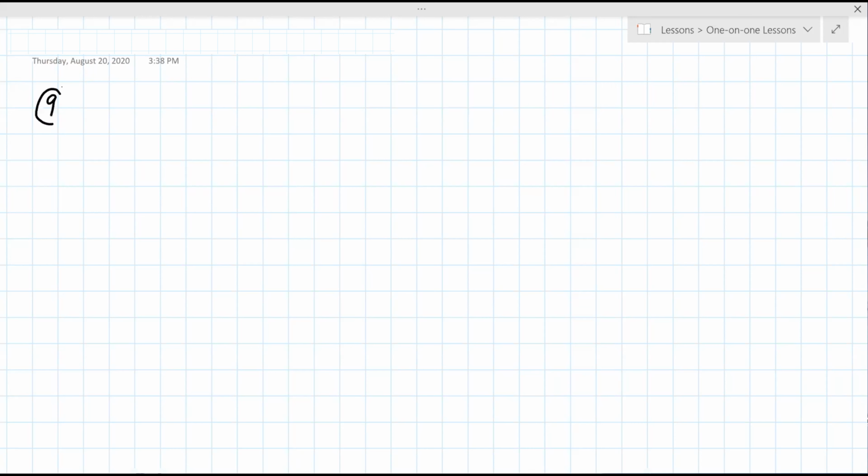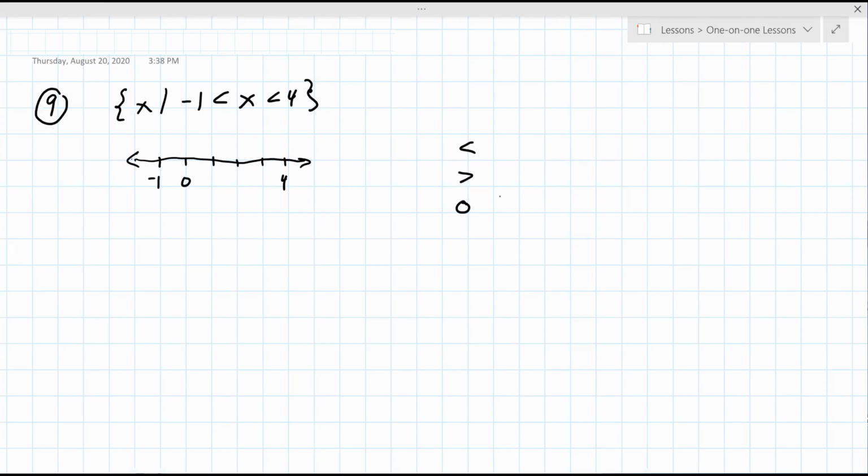These aren't too bad. So number 9, we've got, and this is just the way that they're showing sets here, x such that x is between -1 and 4. Okay, so they want you to graph on a number line. So here's our number line. I'm gonna actually do it more accurately. There's -1, there's 0, there's 1, 2, 3, and 4 right there. Now these symbols mean that you're gonna have an open circle. So at -1 and 4, you've got an open circle, and this just says to highlight everything in between them.